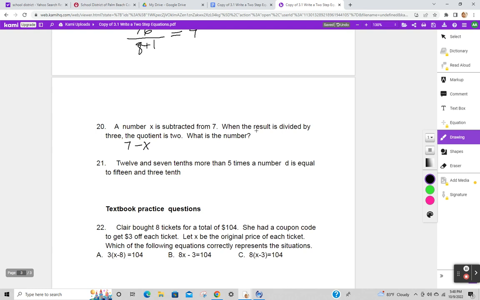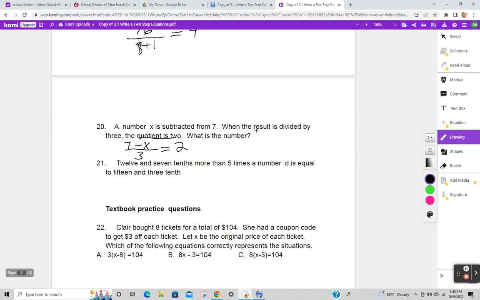When the result is divided, so when we divide this by 3, then the quotient, the result, will be 2. The way the word quotient is used in this context, that means when you take this fraction that you have on the left side, the result will be 2. Because the quotient is the result of dividing a fraction.